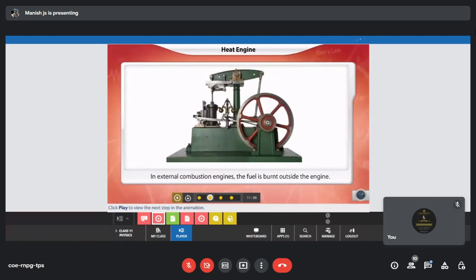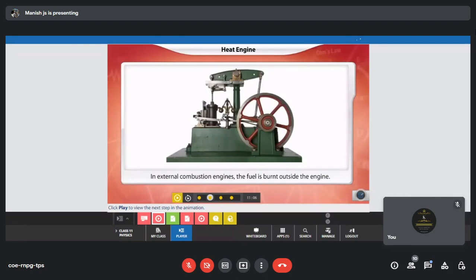So all the vehicles we use now are internal combustion engines. No combustion happens outside, everything happens inside the engine. So that is the internal combustion engine. External will be outside. Okay? Examples are steam engines and all, which were used in the initial stages. When the first steam engines came, they were all external combustion engines.